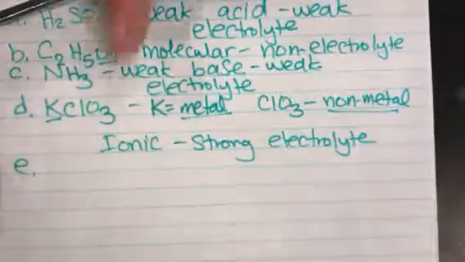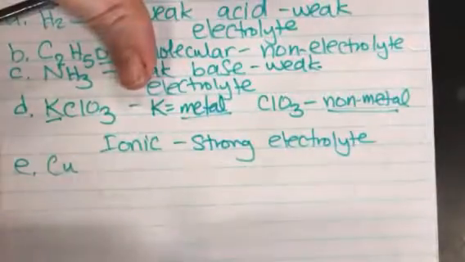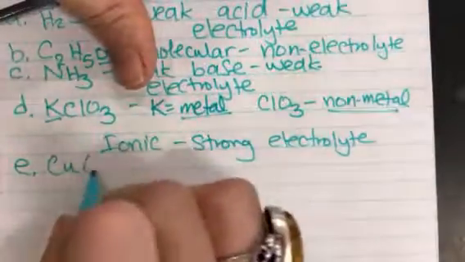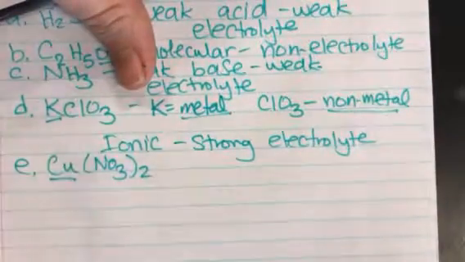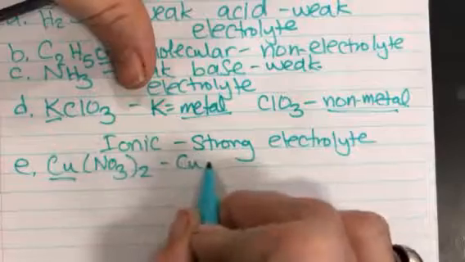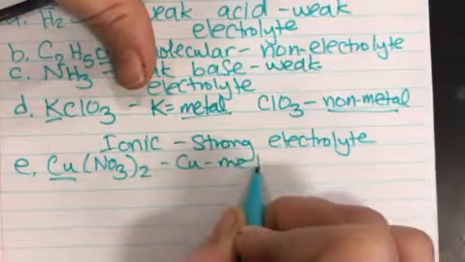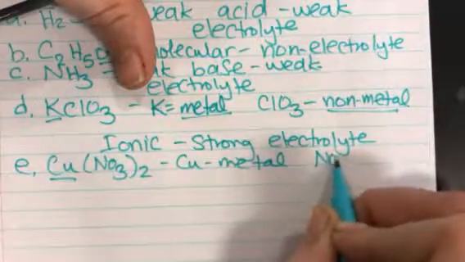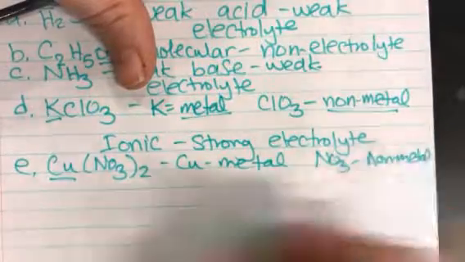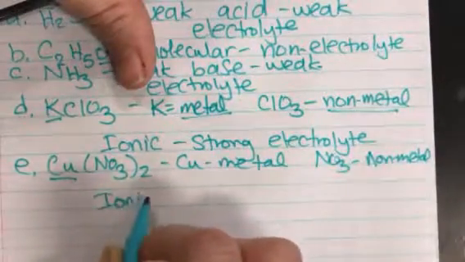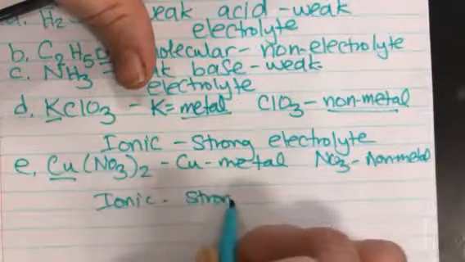And lastly here, we've got letter E. Letter E is copper(II) nitrate. Here again, we've got a metal. Copper is a metal. Nitrate is a non-metal. So then we have ionic. Then it is a strong electrolyte.